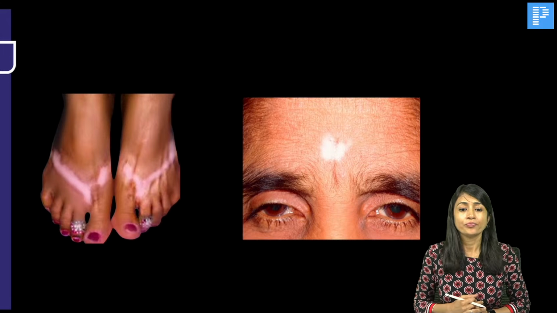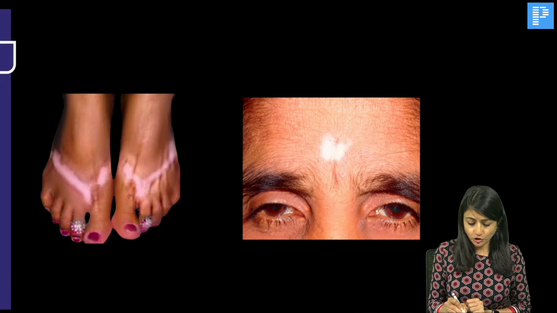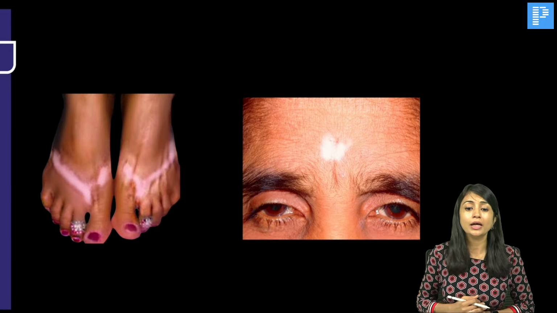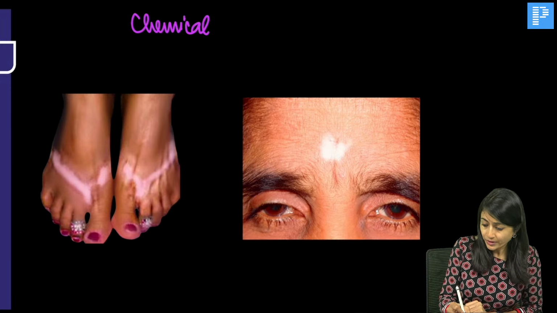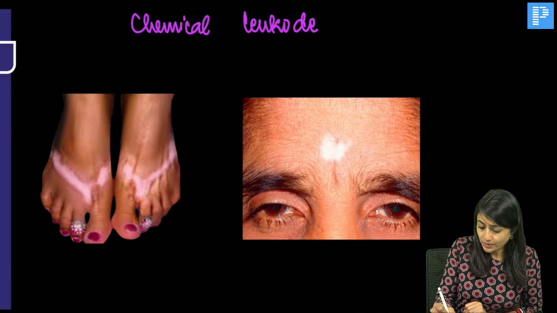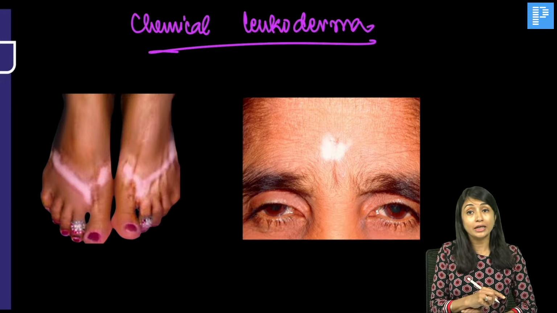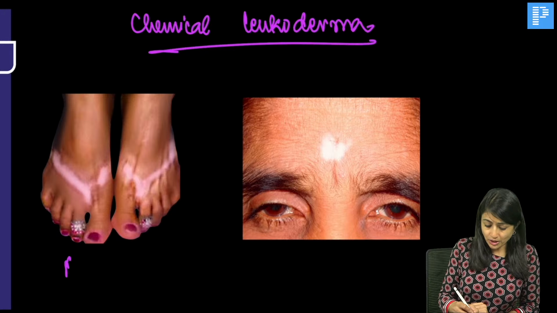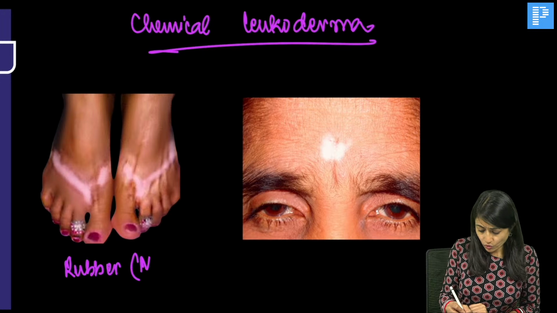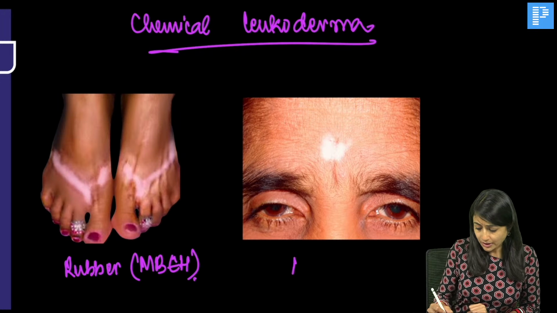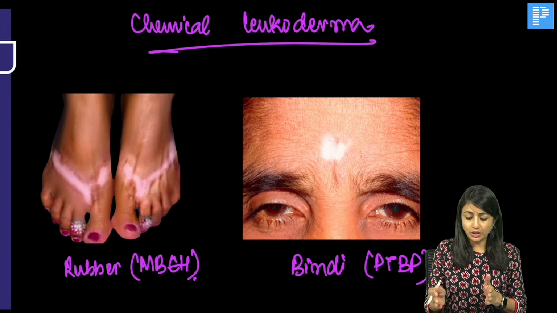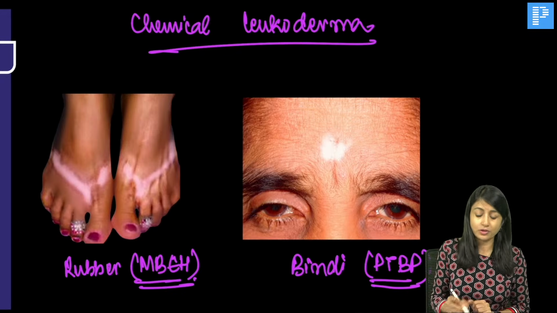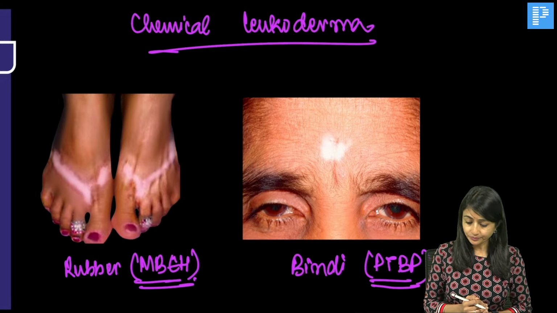What is this? A patient was wearing some rubber chappals, developed this. This patient was putting bindi and developed this. This is not vitiligo, it is chemical leukoderma. It happens because of contact with certain chemical agents which leads to depigmentation. In this case it is rubber which contains monobenzyl ether of hydroquinone, and here it is bindi which contains para-tertiary butyl phenol. So, either they can ask you the diagnosis or the agent. Clear? Okay, we will move on.